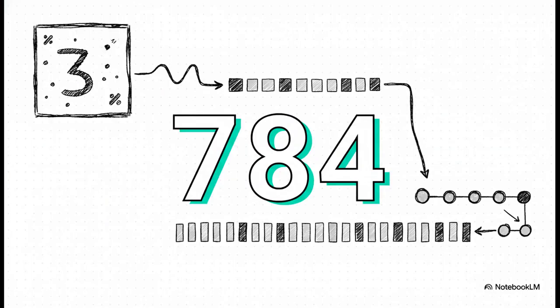Our starting point is a simple image. It's a 28 by 28 pixel image of a handwritten digit. Now, to feed this into our network, we have to flatten it out. We basically unroll that grid of pixels into one long single list of 784 numbers, where each number just represents the brightness of one pixel.